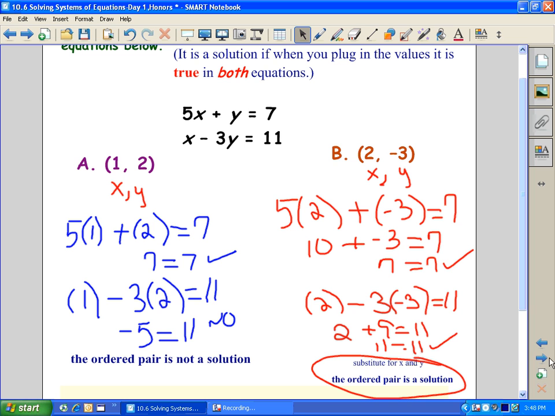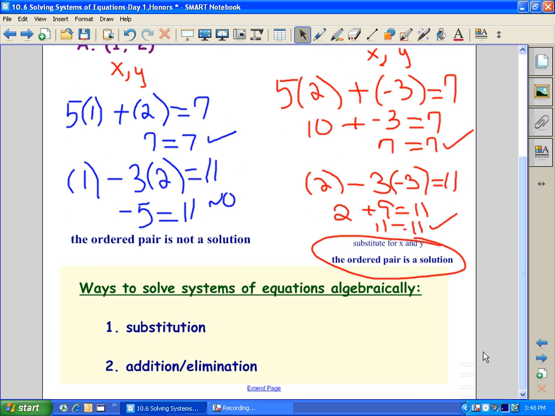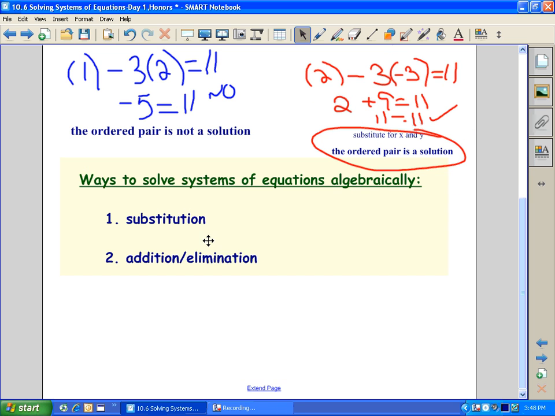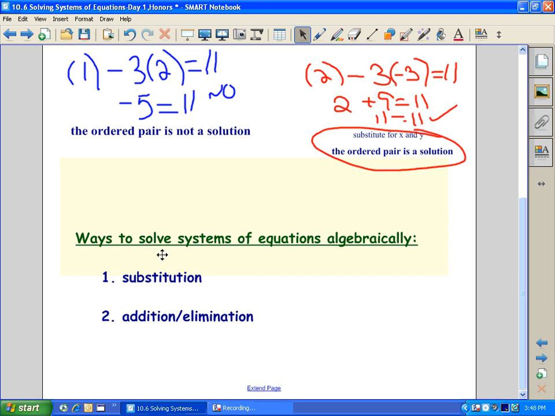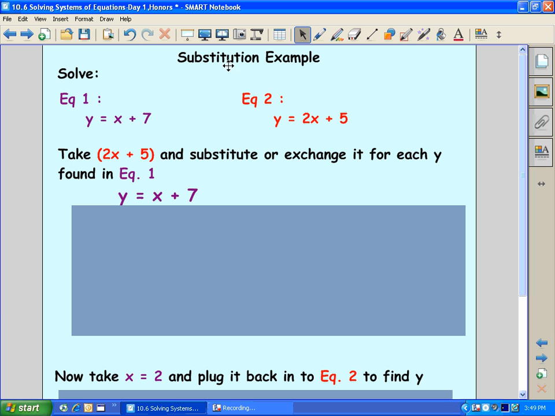What's more difficult is on the next slide. And the ways that we are going to solve them today is with substitution. That's going to be one method. The other one's going to be addition and elimination. Don't worry about it. We're going to be spending a couple days on this one. Okay, here we go. First one, substitution example.